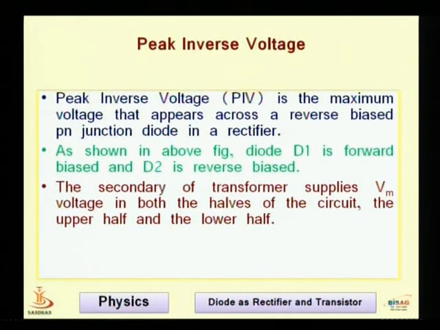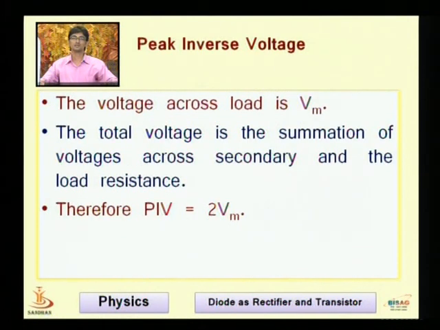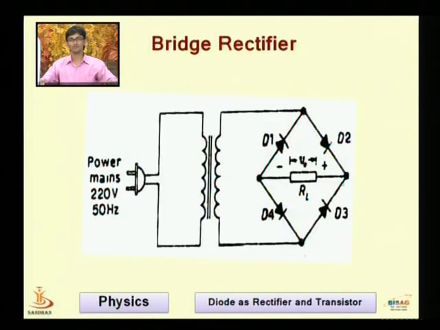Now, here again, the peak inverse voltage. What is peak inverse voltage? Peak inverse voltage is the voltage that should be handled by the given diode in reverse bias. As shown in the figure, D1 is forward biased and D2 is reverse biased. The secondary of the transformer supplies Vm voltage in both halves of the circuit, the upper half and the lower half. The voltage across the load is Vm, the maximum voltage. The total voltage is the summation of the voltage across the secondary and the load resistance, and hence PIV for both cycles is equal to Vm plus Vm, equal to 2Vm.